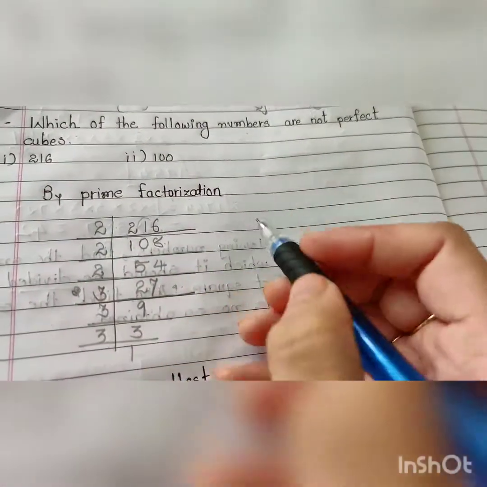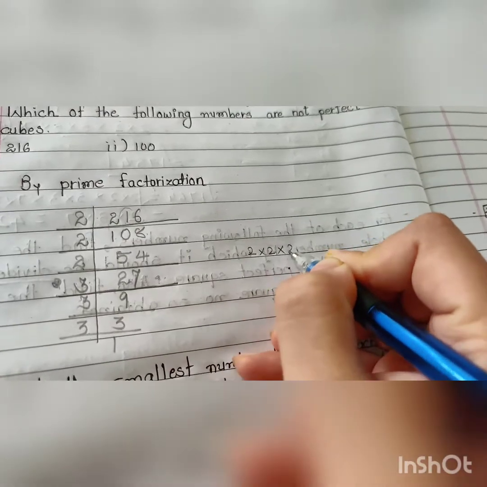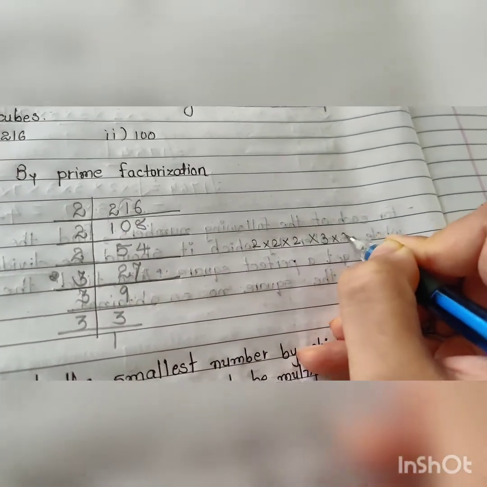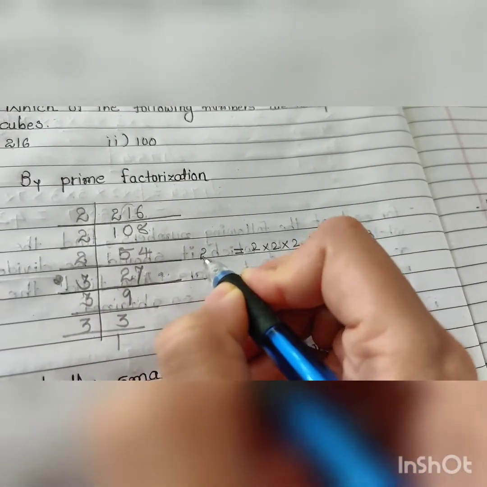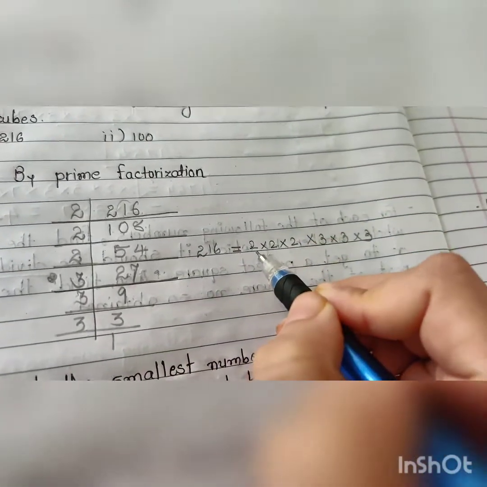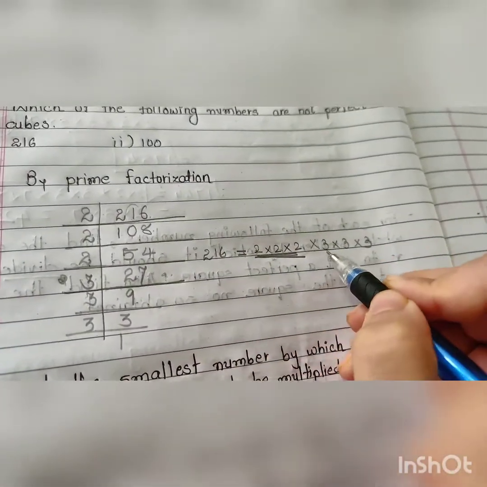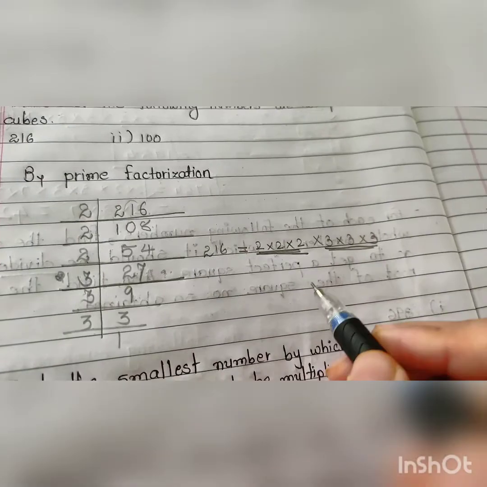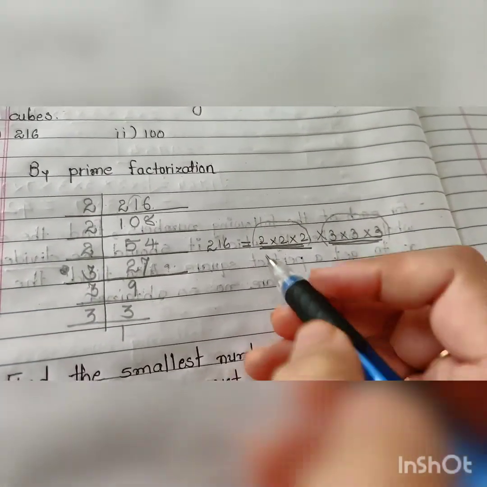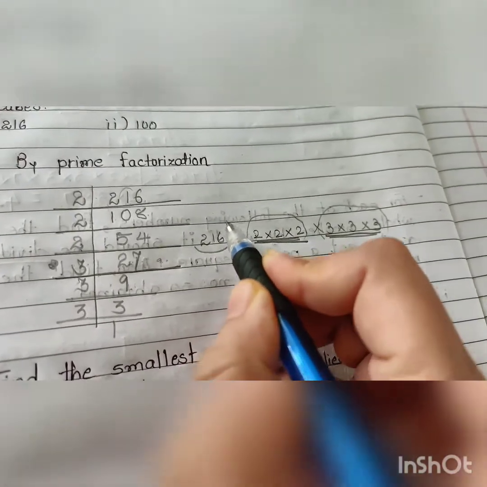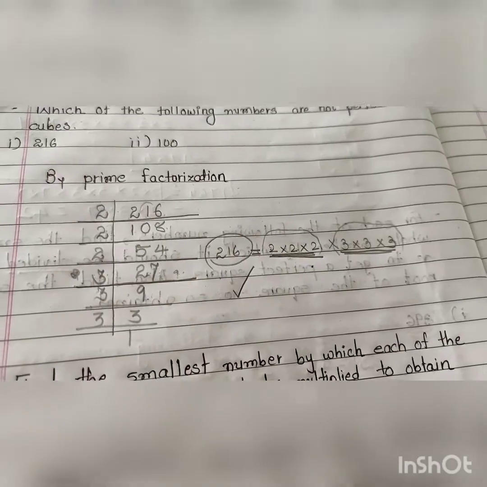Now write all of the prime factors. So 2 into 2 into 2 into 3 into 3 into 3. And whose prime factors are these? 216. Now underline it. Here these are 3 times 2 and these are also 3 times. That means a perfect group of 3 and 3 is forming. It means that 216 is a perfect cube. Is that clear to you?